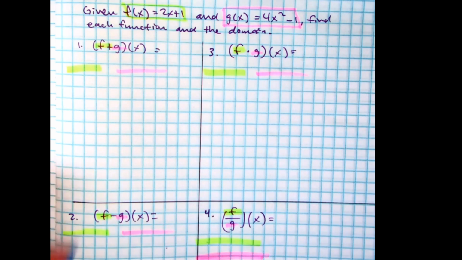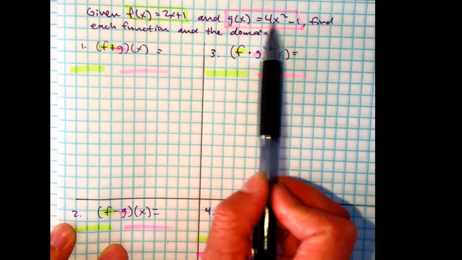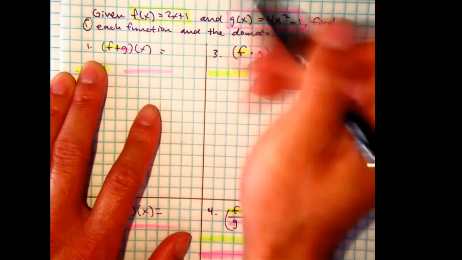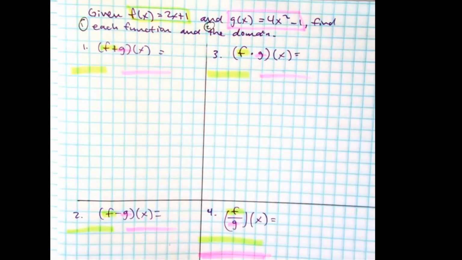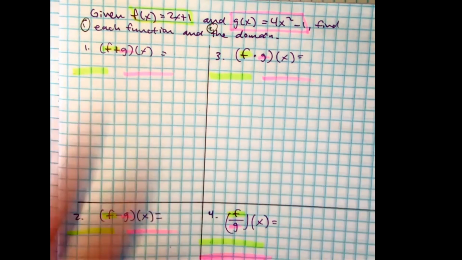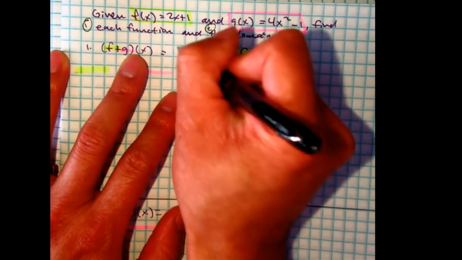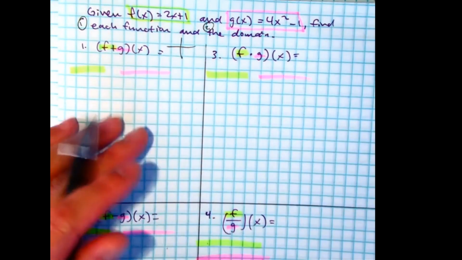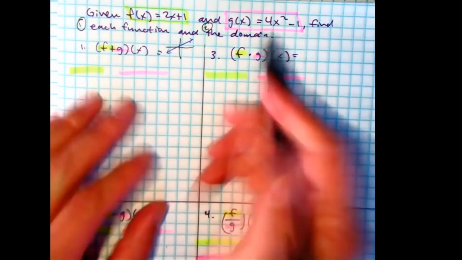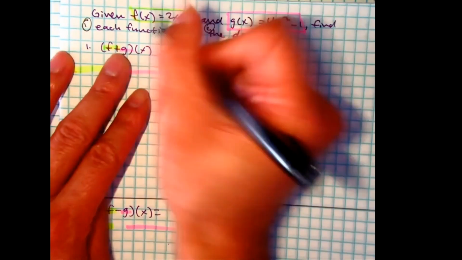Alright, so it says given f of x equals 2x plus 1 and g of x equals 4x squared minus 1, find each function and the domain. I'm not sure if we had time yesterday to talk about the most restricted domain. We've been learning about the 12 basic graphs in Chapter 1, Section 3, and that's basically a linear. So if you have two sets of arrows, the domain is going from left to right, so that'll be negative infinity to positive infinity. Basically it says you can pick any number for x. That's our domain.